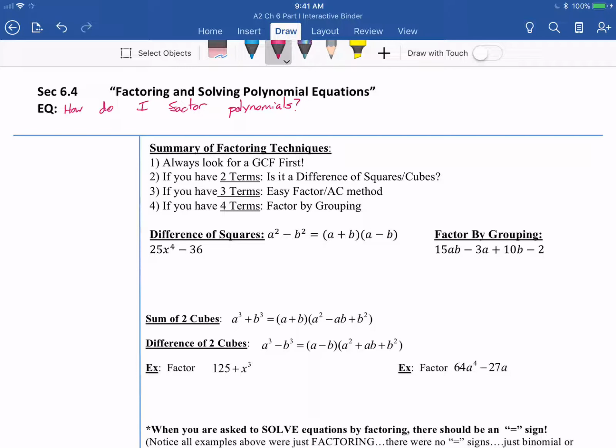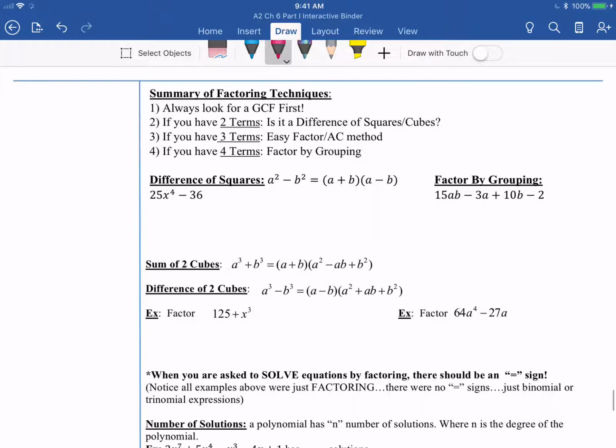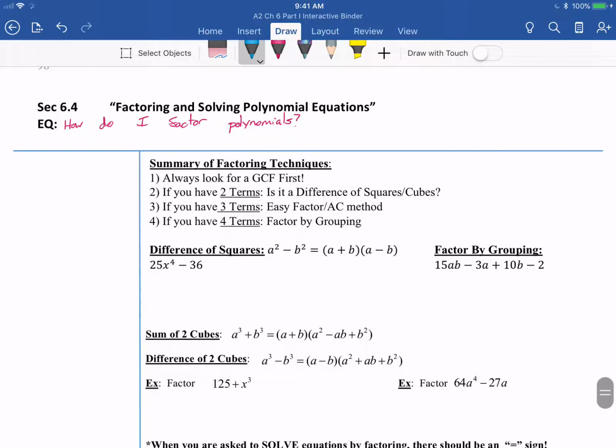Okay, so 6.4, always look for a GCF first. That is huge. When I factor polynomials, make sure you star that in, always look for a GCF. If it has two terms, you have to ask yourself, is it difference of squares or difference of cubes? Those are a couple different types that we're going to look at today to see if they make sense, see if they work.